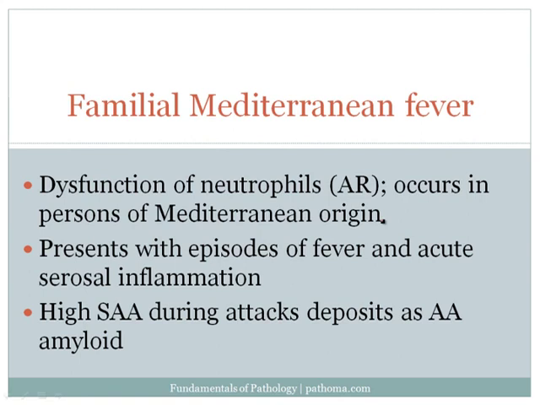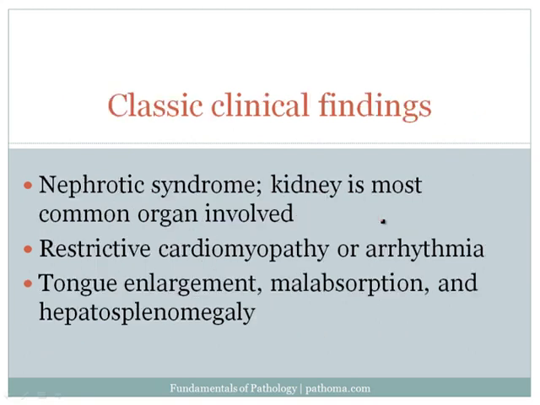Now, what's important for this particular discussion is that when a patient has an attack, there's going to be a lot of inflammation. And a byproduct of that high inflammation will be production of acute phase reactants, and one of those acute phase reactants is SAA. And so if SAA is produced during an attack, that can deposit as AA amyloid, which can then result in amyloidosis, secondary amyloidosis.